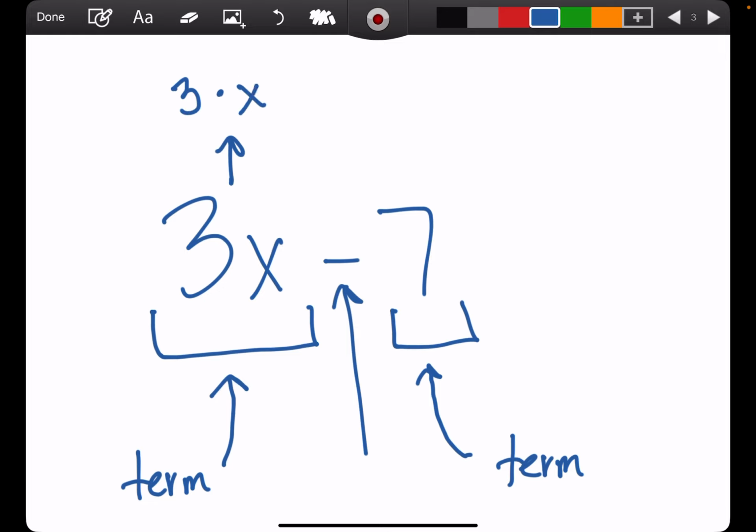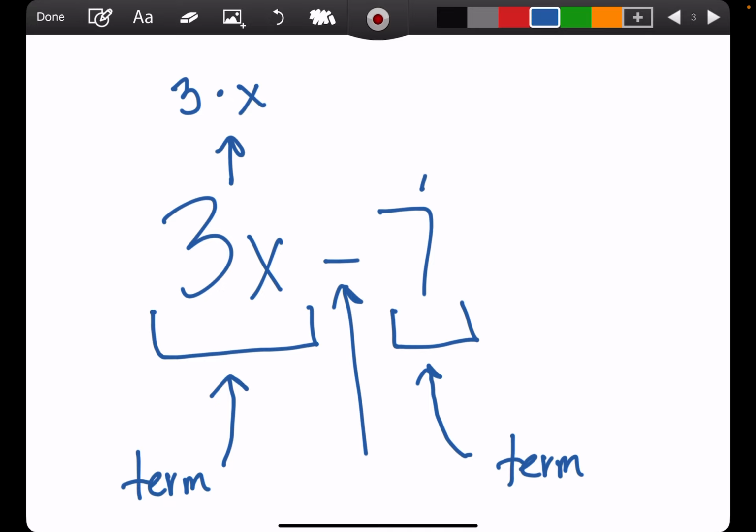Now, you can see 3x is really the same as 3 times x. Although there's a number and a variable being multiplied there, they're still considered one term when they're being multiplied together like that, because 3x is the product of 3 times x. So a product like 3x can be a term.